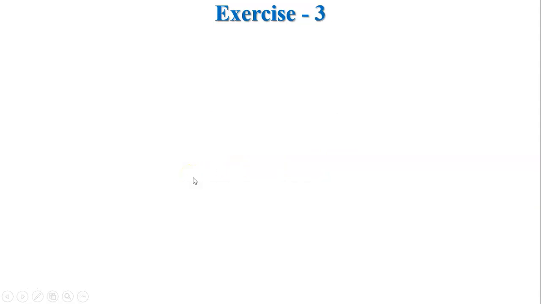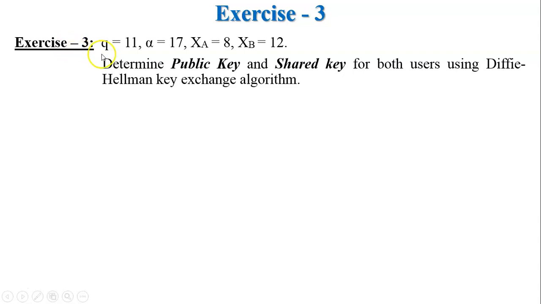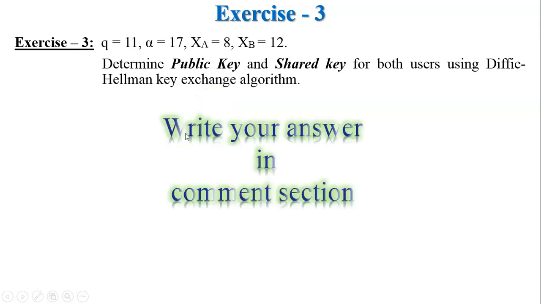Exercise number 3. Value of Q is equal to 11, alpha is equal to 17, XA is equal to 8 and XB is equal to 12. So determine the public key YA and YB and shared key capital K for both the users A and B using Diffie Hellman key exchange algorithm. Now write your answer in comment section. If your answer is wrong or right, we will discuss in comment section.